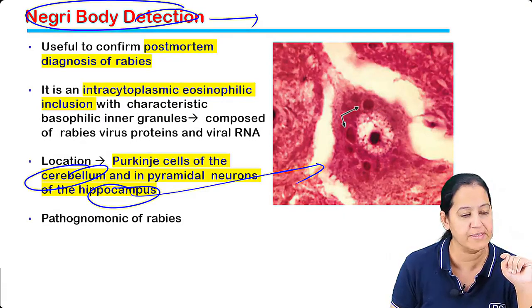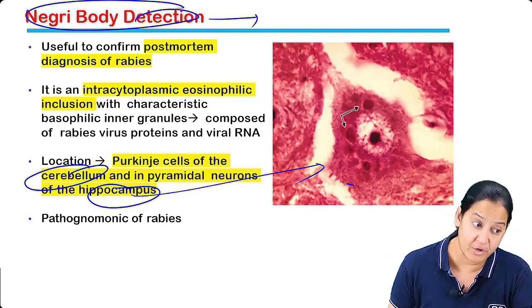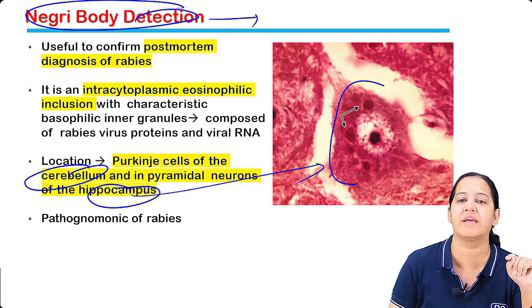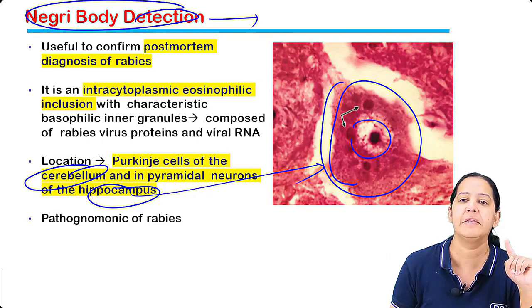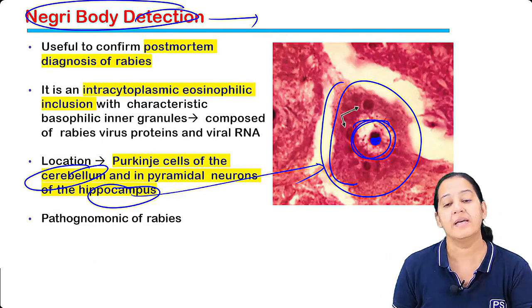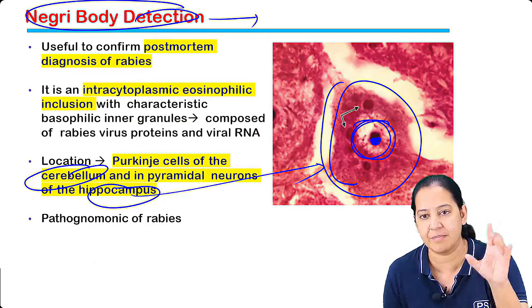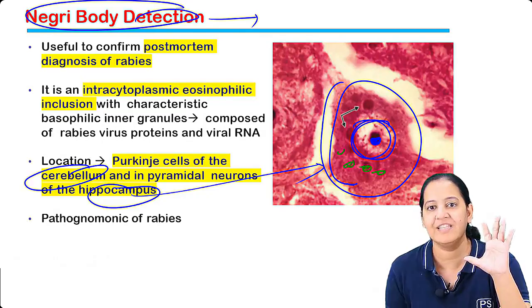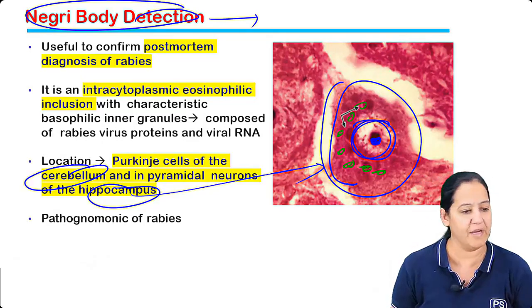What are Negri bodies? You know Negri bodies. These are intracytoplasmic inclusion bodies. You can see a brain cell. You can see the nucleus. You can see the nucleoli. See the cytoplasm. In the cytoplasm, can you see some pink colored dots? These pink colored dots are Negri bodies.